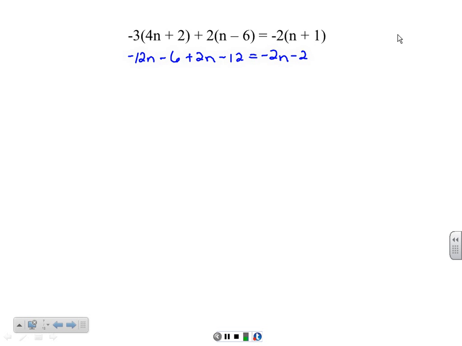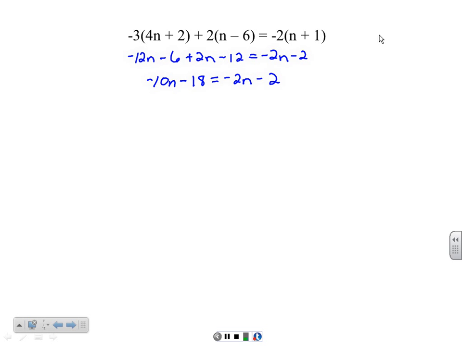Now, on the left hand side, there are like terms that I can combine. So I'm going to combine the -12n and the +2n. When I combine, I'm on the same side, so I'm not adding the opposite. So -12n and +2n is going to be -10n. Then I'm going to combine the -6 and the -12. We're on the same side, so we're just combining like terms. -6 and -12 is going to be -18. And on the right hand side, there's nothing to do.